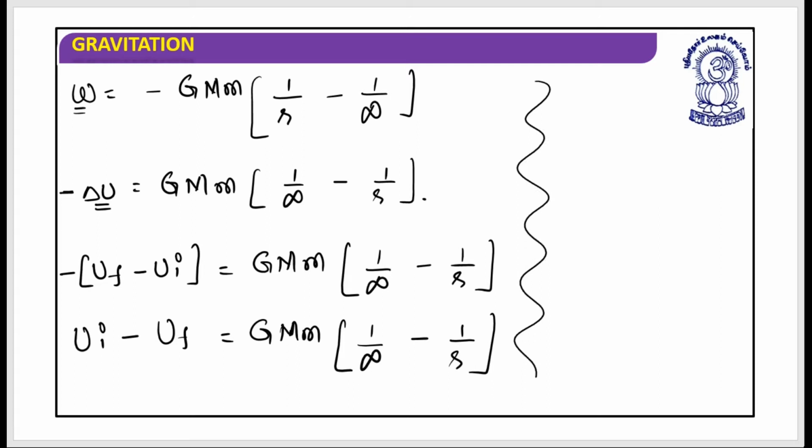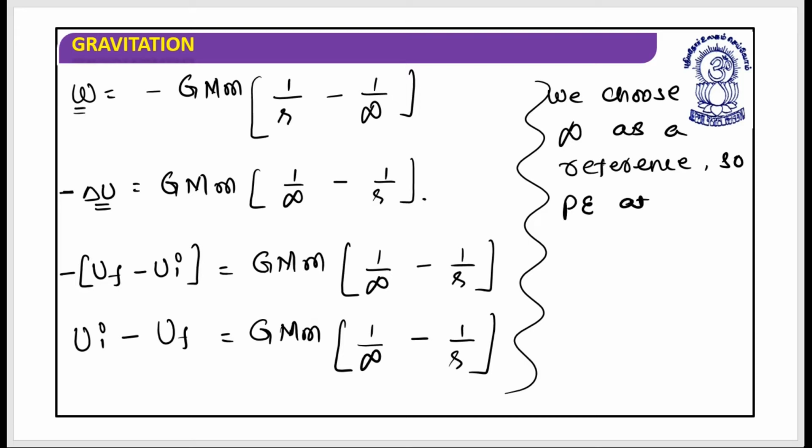When we define a potential energy, we make a reference. For reference, we choose infinity as the reference. So the potential energy at infinity is 0. So this is the initial potential energy, that is 0. So what I have is Uf equals minus GMm divided by R.